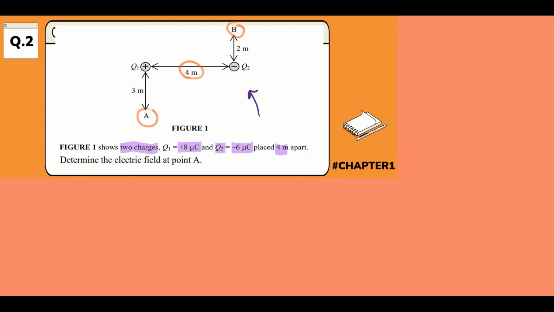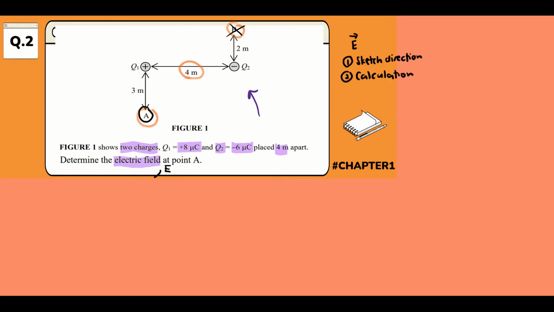Let's just focus on the requirement of the question. What does the question ask us to find? Determine the electric field, the symbol for electric field is E, at point A. So now you can ignore point B, we can just focus at point A. Let me remind you one more time, if we solve a question related to electric field, it is a vector. So first what we need to do is to sketch the direction, and only after that we can do the calculation.